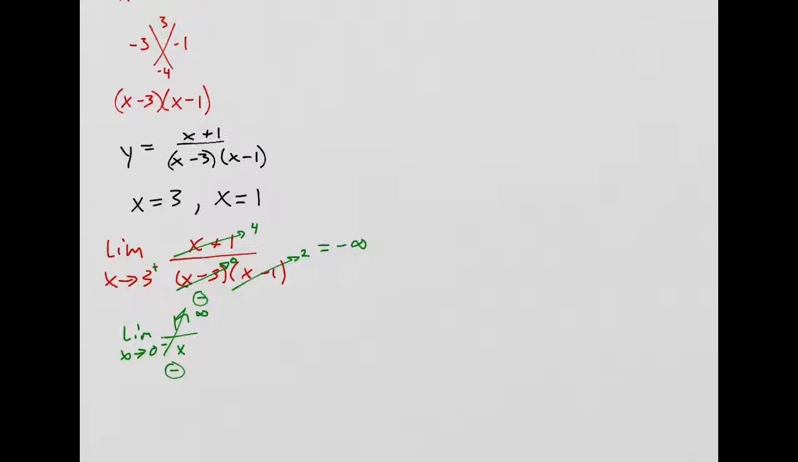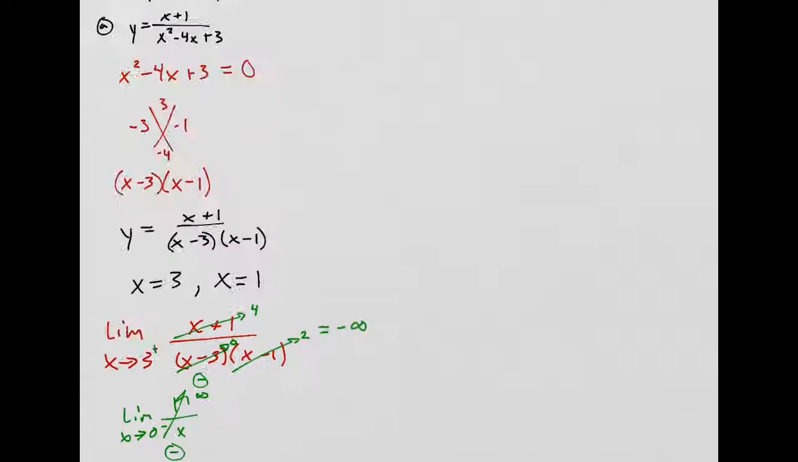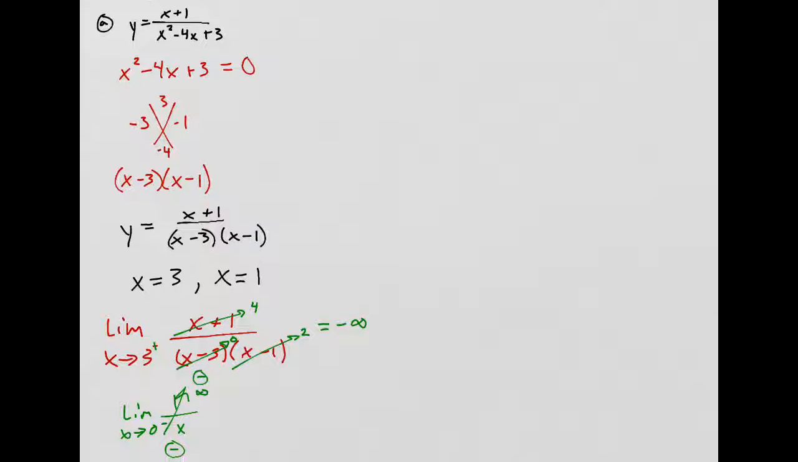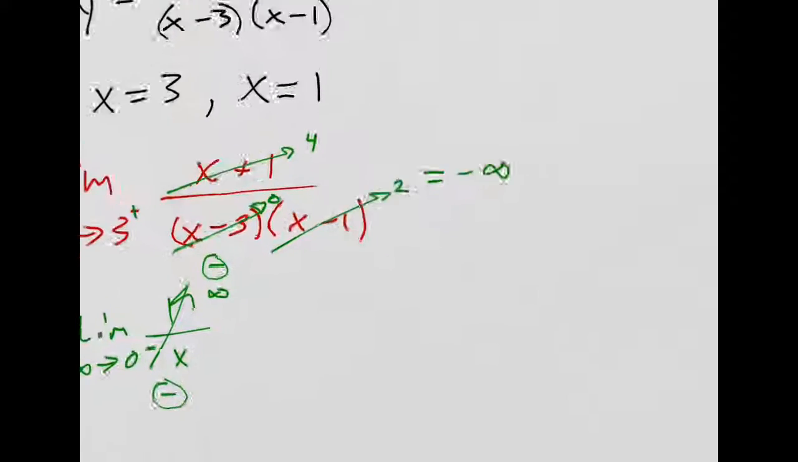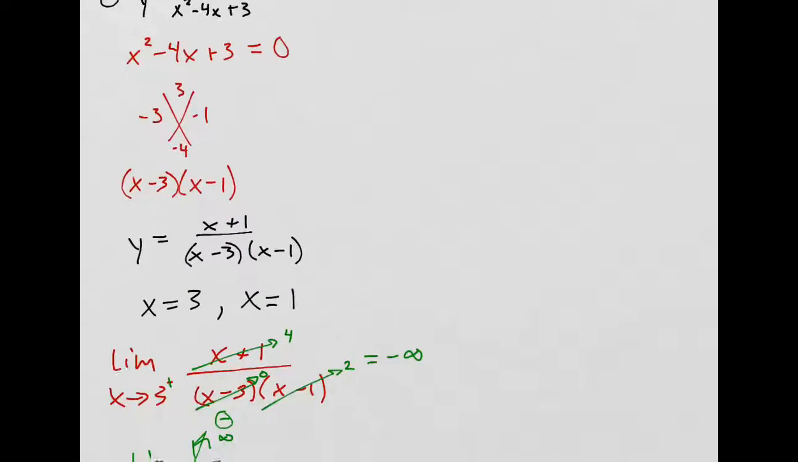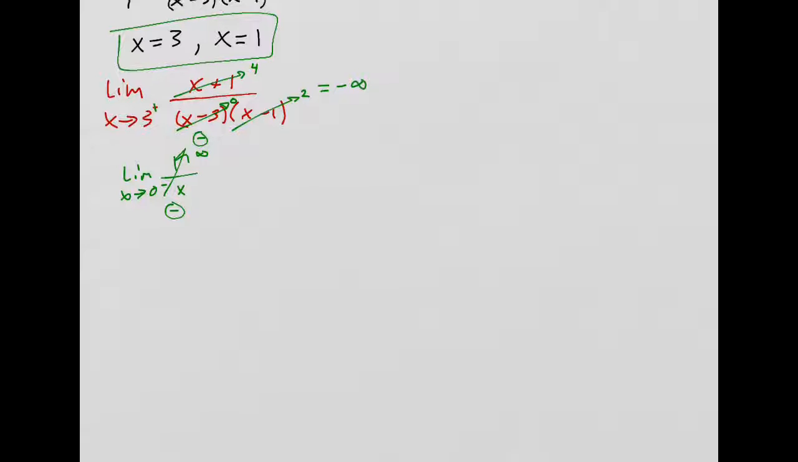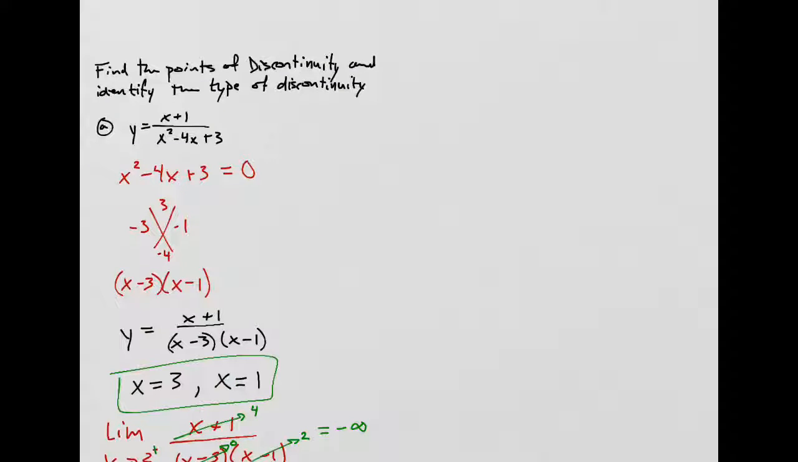And you know what? A similar thing is going to happen if I find the limit at x equals 1, as x approaches 1. So those will be both infinite discontinuities. So find the points of discontinuity. There we go. And they are both infinite discontinuities, just because when I take the limit as x is approaching those values, I get infinity or negative infinity. So there we go for that one.